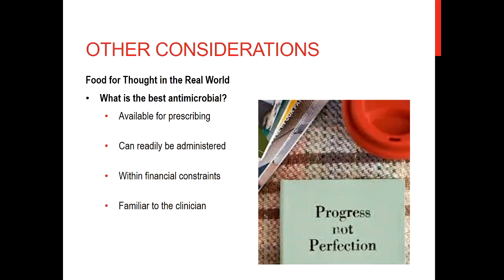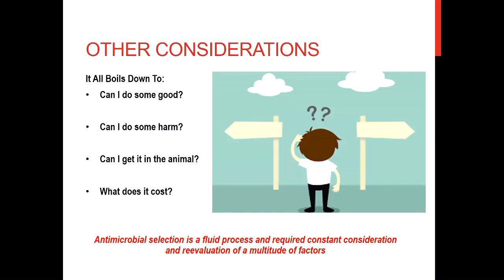If I had to choose one antimicrobial that I could use and treat most things, florfenicol. I can get away with using florfenicol for most of the stuff that I work with. If you're in a small animal practice, amoxicillin clavulanic acid is probably going to give you the flexibility to treat a lot of cases. There's no need to stock imipenem to any amount. You don't need it that much. So what it all boils down to is, can I do some good? Can I do some harm? Can I get it in the animal, and what does it cost?